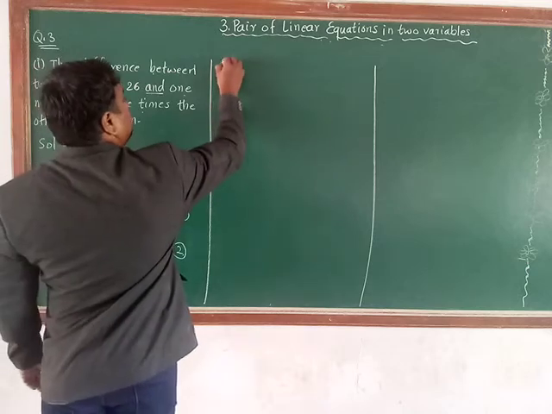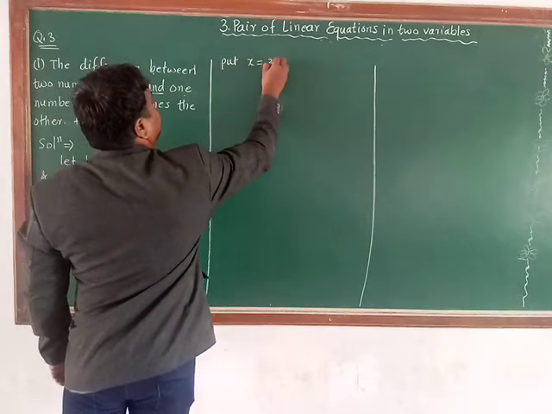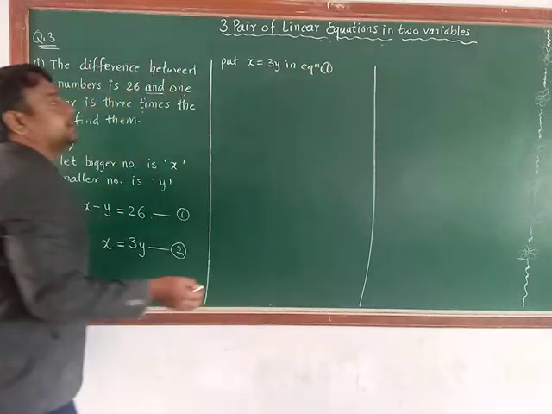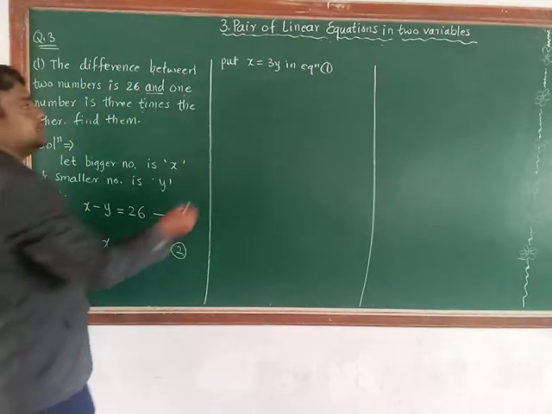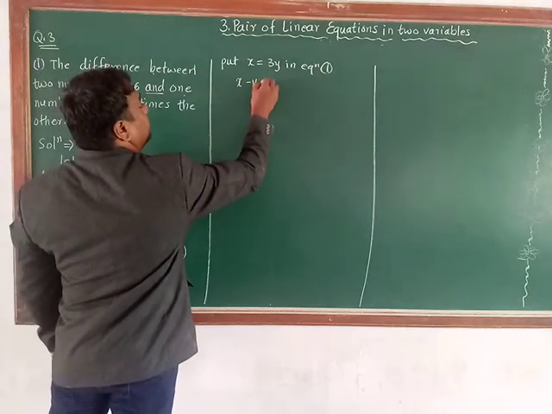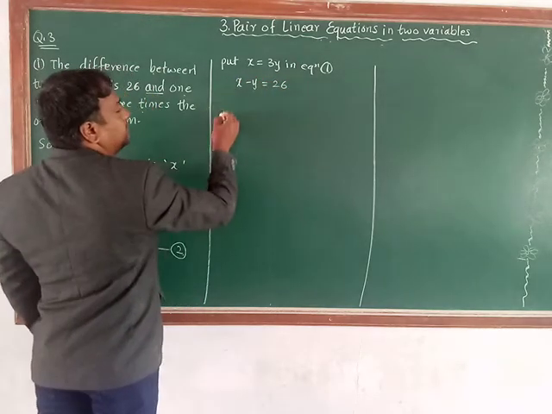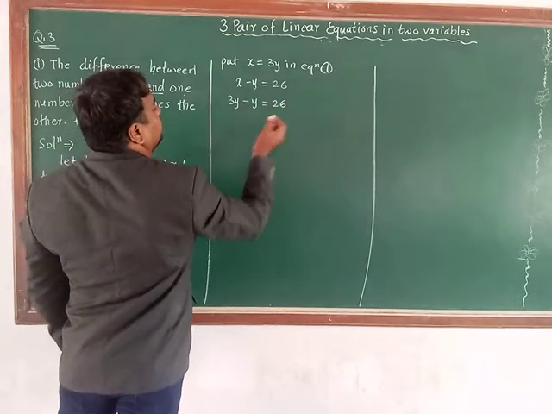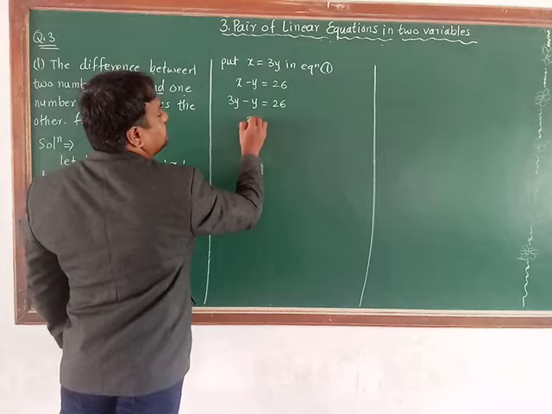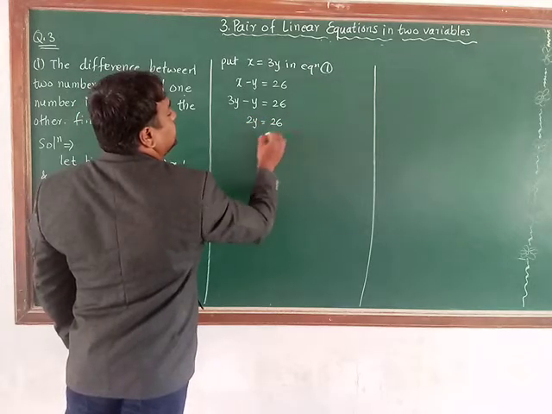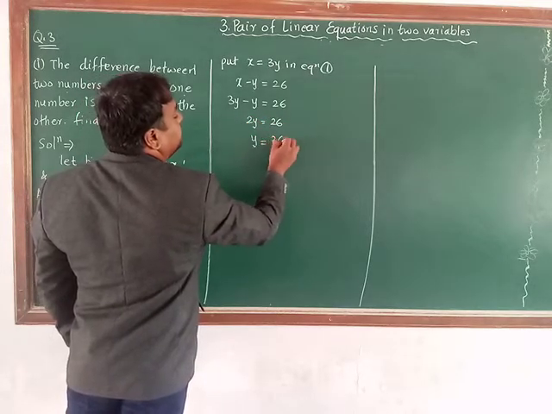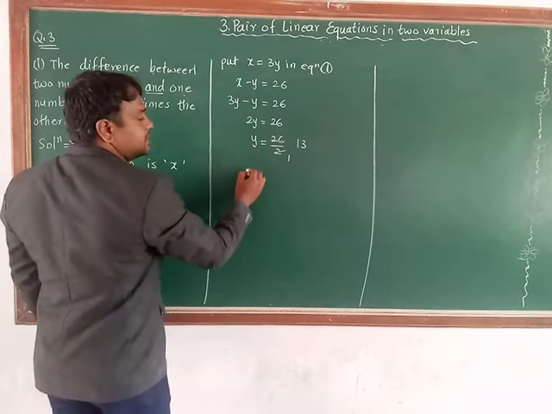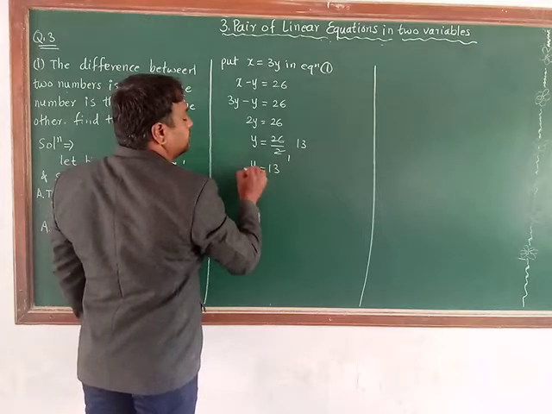So put x is equal to 3y in equation first. Directly we can put the value of x in equation first. We have equation first, that is x minus y is equal to 26. So let's put that value. So 3y minus y is equal to 26. 3y minus y is 2y, equal to 26. So we got y is equal to 26 upon 2. 2 1s are 2, 2 3s are 6. So we got y equal to 13.